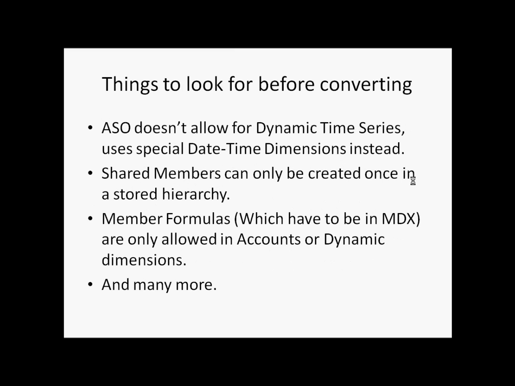There's a couple of things you'd want to look for before converting a BSO outline into an ASO outline. ASO doesn't allow for dynamic time series, and it uses a special date time dimension instead. So if you really need dynamic time series, you'd want to stick to BSO. Shared members can only be created once in a stored hierarchy, but can be created multiple times using multiple hierarchies in dynamic dimensions. Member formulas, which I'm pretty sure have to be in MDX, are only allowed in the accounts or any dynamic dimensions. And there's many more things to look for, but I've only got 6 minutes to go through all this.